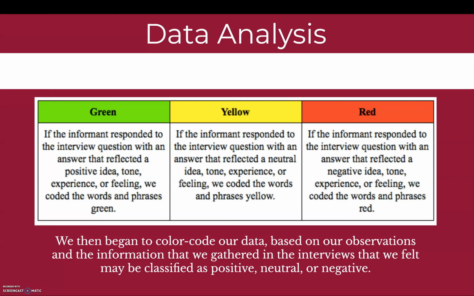Data analysis chart. Green: if the informant responded to the interview question with an answer that reflected a positive idea, tone, experience, or feeling, we coded the words and phrases green. Yellow: if the informant responded with an answer that reflected a neutral idea, tone, experience, or feeling, we coded the words and phrases yellow. Red: if the informant responded with an answer that reflected a negative idea, tone, experience, or feeling, we coded the words and phrases red.